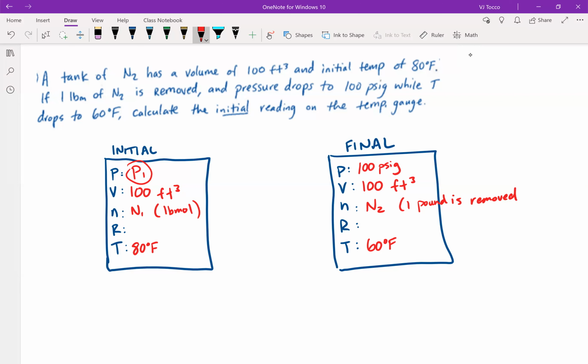But I have one unknown in my final reading, right? The only thing I don't know is n2. And if I know that n2 is n1 with 1 pound removed from the situation, if I can solve for n2, I can then solve for n1, and I can then therefore solve for P1. So that's going to be the overall sketching out of the solution procedure.